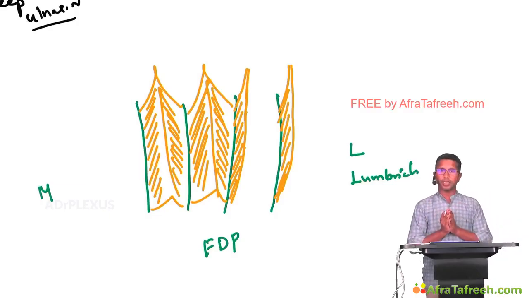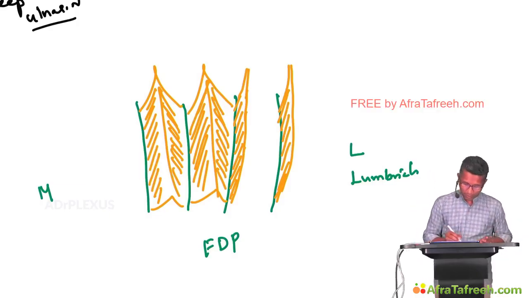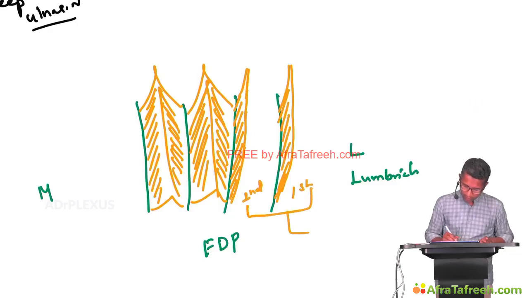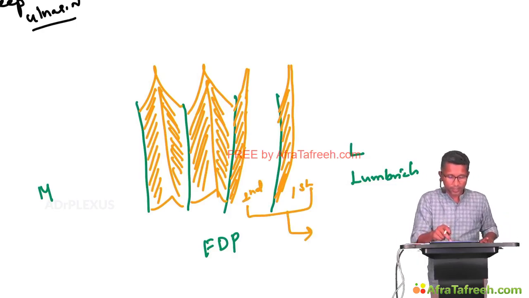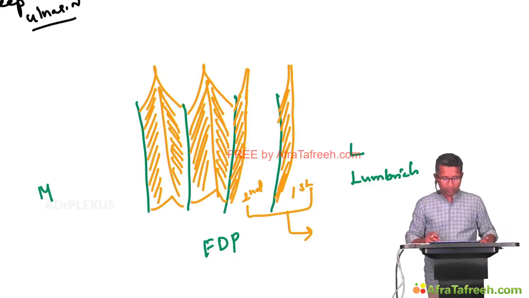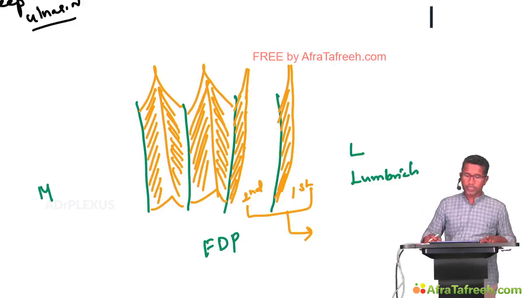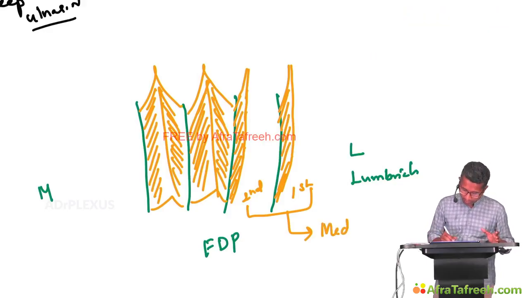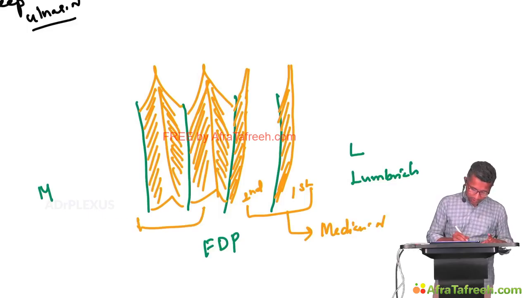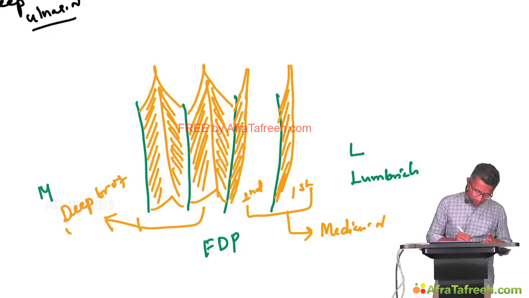Now you are going to tell me the nerve supply for the lumbricals. What is the nerve supply for the first and second lumbricals? Anybody? It is very, very easy. We discussed it in the last session. Yes, very good, guys. It is the median nerve. Similarly, the medial 2 lumbricals are supplied by the deep branch of the ulnar nerve.